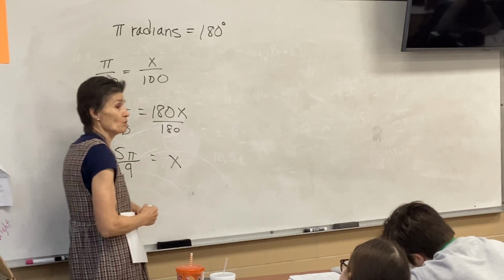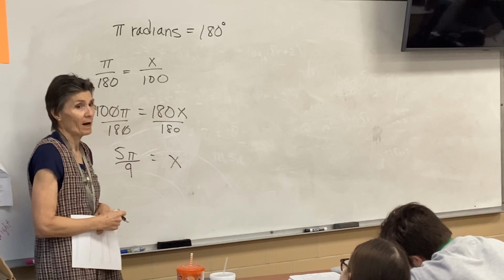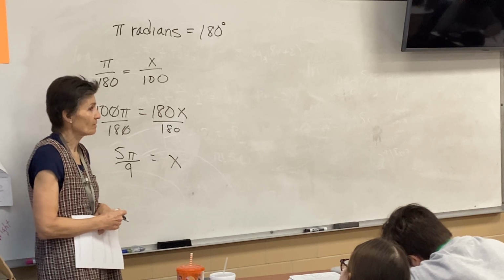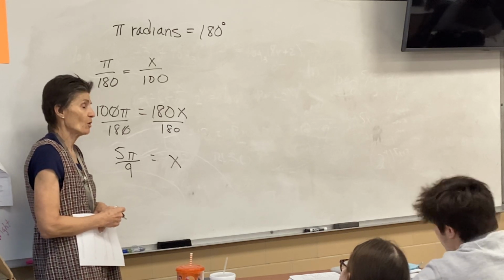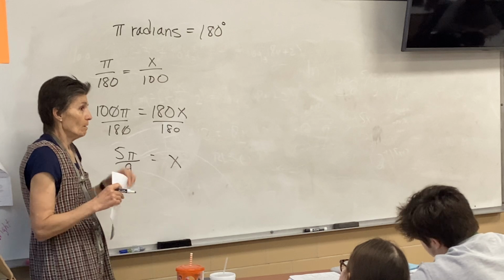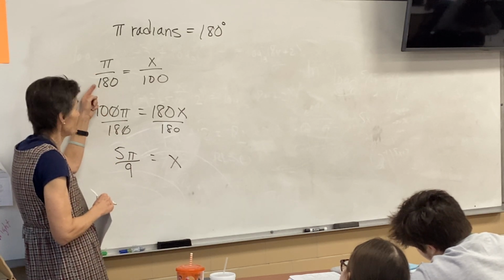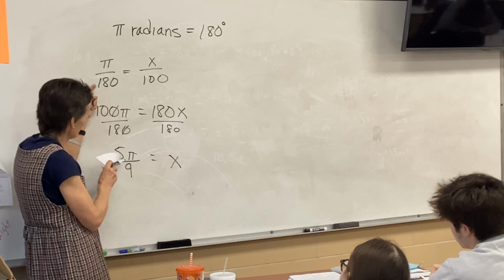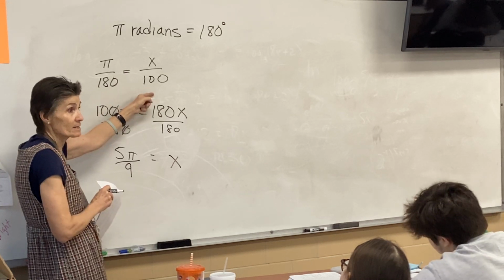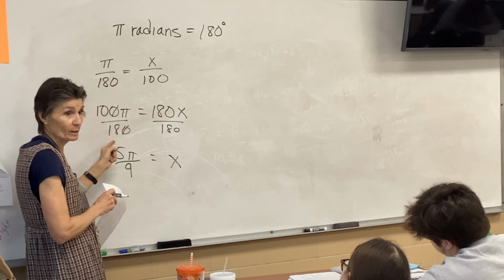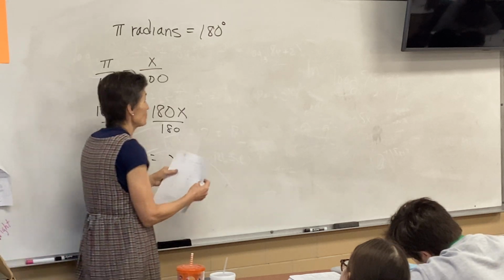Your radian measures will often have pi in them, but not always. I don't want you to think they always have pi. They don't, but they often do. So a whole pi is 180. Apparently 5 ninths of a pi is 100. That's what is 100. Okay, so let's do the next one.